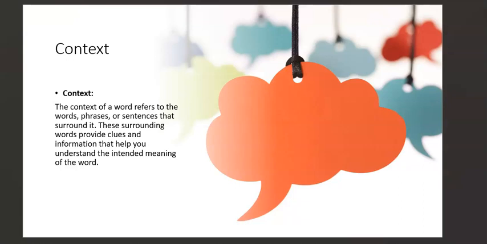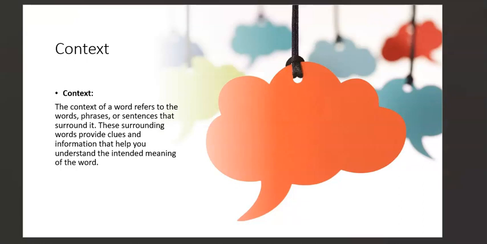And if I tell you, "Get rid of your phone and start working on your assignment," I expect you to also tell me the meaning of "read" in this context. Basically, context is just the words, phrases, or sentences that surround a specific word whose meaning we are looking for. These surrounding words provide clues and information that help you understand the intended meaning of the word.